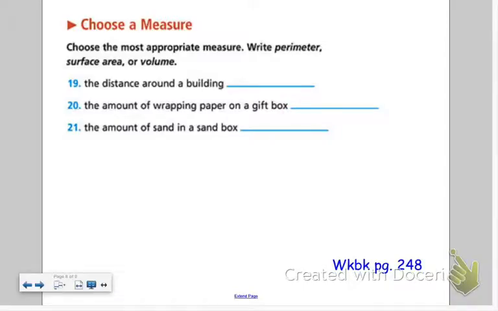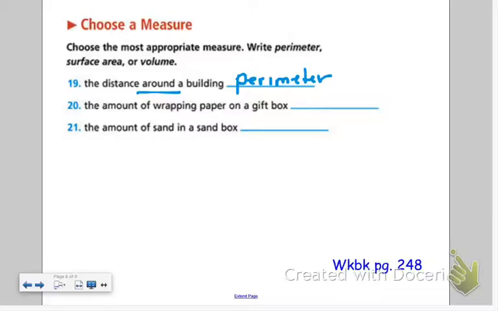And the last thing I want to talk about is when it's appropriate to use some of the different measures that we've talked about. We've talked about perimeter, we've talked about surface area and area, we've talked about volume. So now it's important to know when to use each of those measurements. What if I'm talking about the distance around a building? I kind of gave you a clue there. Around. The distance around a building. Hopefully you recognize that as a perimeter measurement. You're looking for the distance around an object, in this case the building.